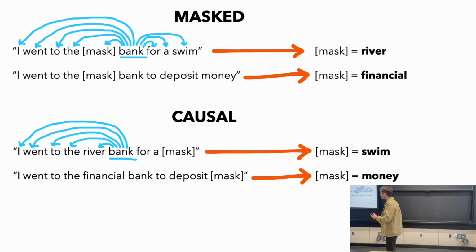But because of how causal language modeling is implemented, and we'll talk about this in the next lecture on transformers, it's better at one single task. And that's generating the next word based on previous words.